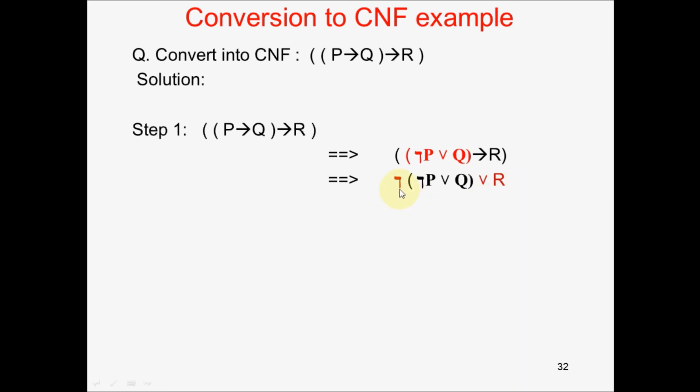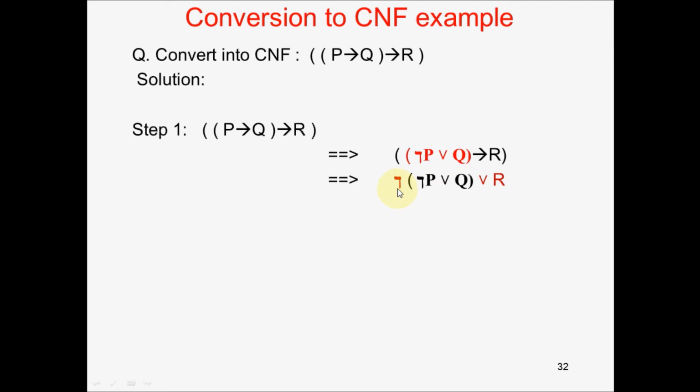Now, the implications are all eliminated. Correct? But is there any negation sign standing outside any sub-expression? Step number 2, that is De Morgan's law. Yes, there is a negation sign here standing outside a sub-expression. So using De Morgan's law, now we have to substitute this negation inside for each of the terms.